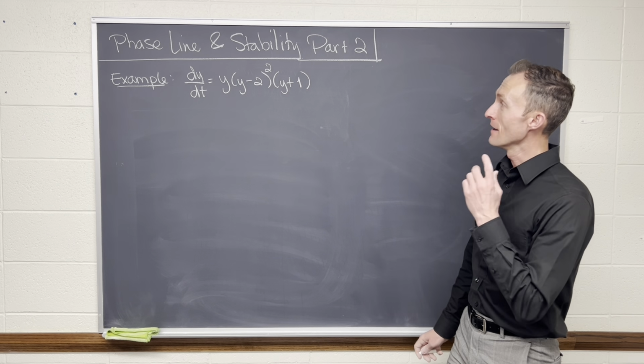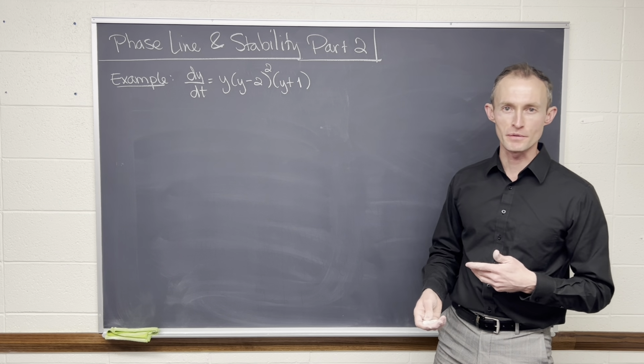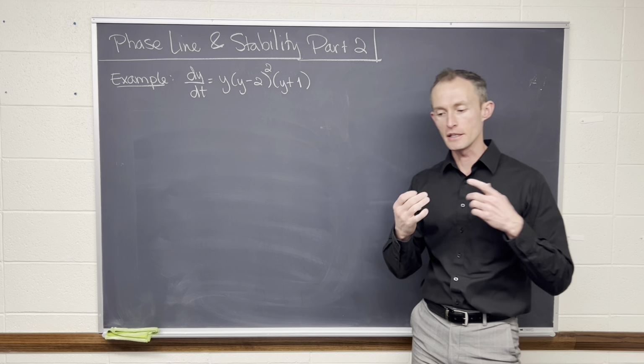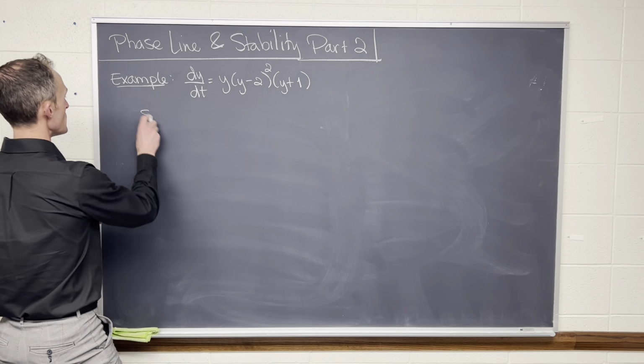Today we're talking about phase line stability, part 2. Just another example of an autonomous first order differential equation where we're analyzing the phase line and stability of the corresponding critical points. Okay, so remember, how do we do these?